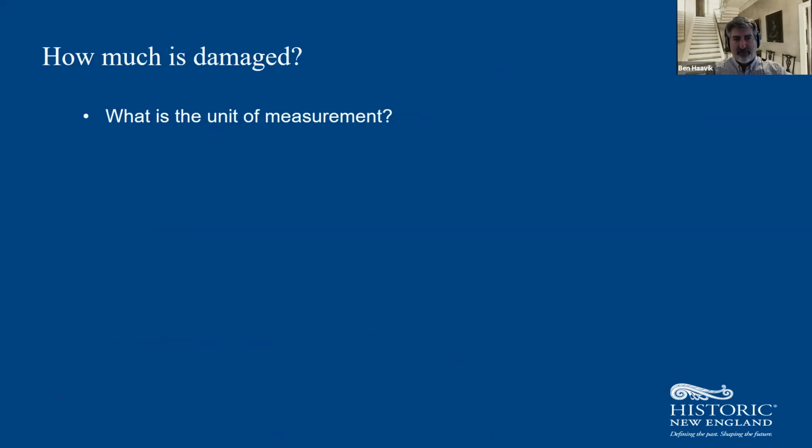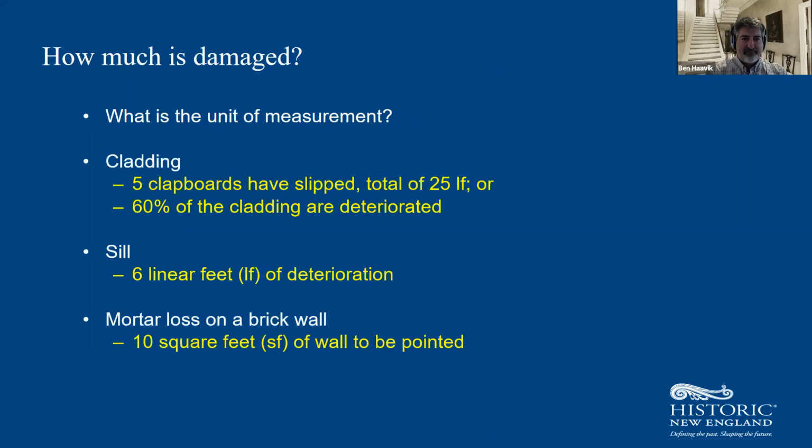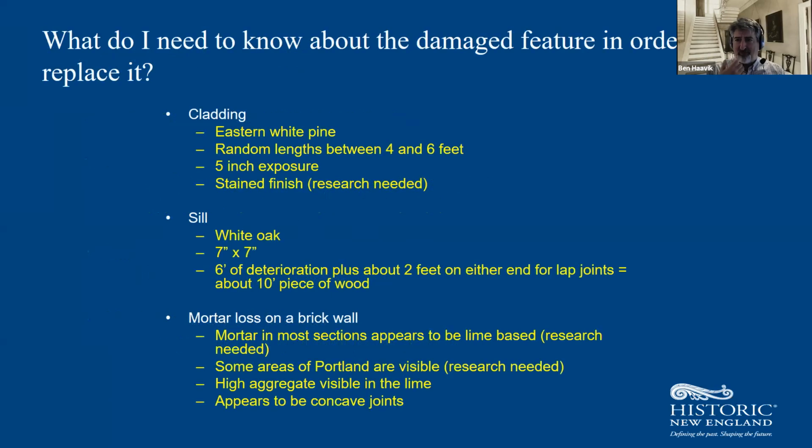You also want to know how much is damaged. It's usually a quantity, a unit of measurement, and sometimes it's a little hazy. With cladding, maybe it's 5 clapboards have slipped, or a total of 25 linear feet of cladding, or 60% of the cladding has deteriorated. The sill might be 6 linear feet of deterioration. Mortar is maybe 10 square feet of wall that needs to be pointed. You're defining that because that's what the contractor ultimately is going to be bidding on. How much work is this going to involve?